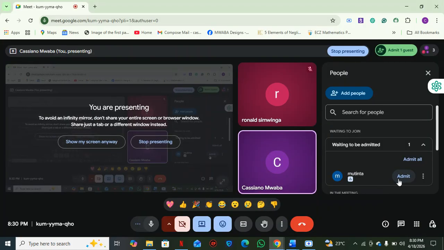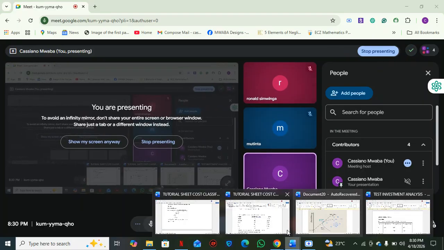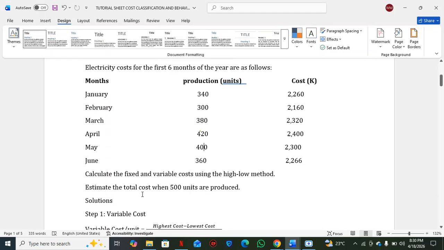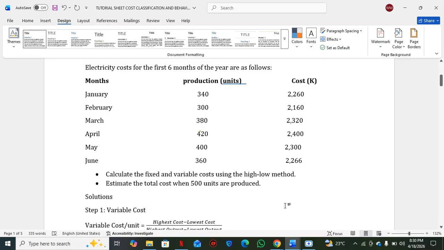So these are the steps in how to do it. The question says calculate the fixed and variable costs using the high-low method. And then part two, estimate the total cost when 500 units are produced.